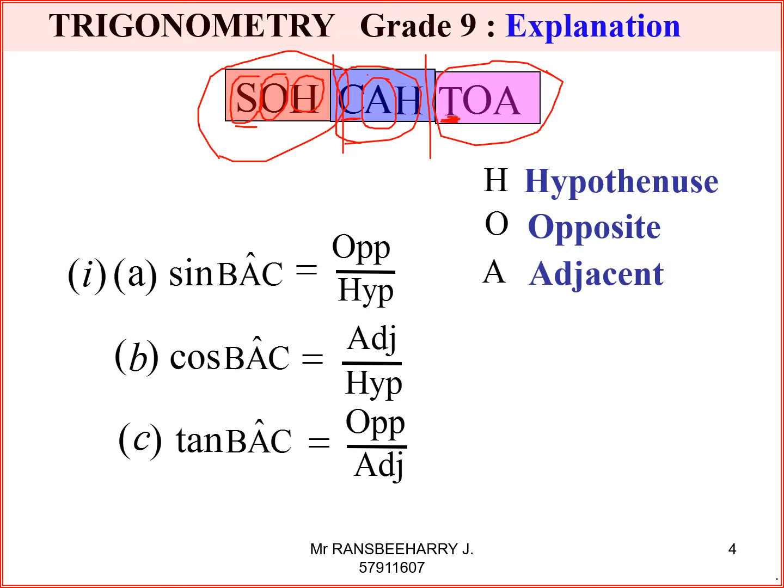So again, sine, SOH, means opposite over hypotenuse. Cos is adjacent over hypotenuse. TOA means tan is O over A, means opposite over adjacent.